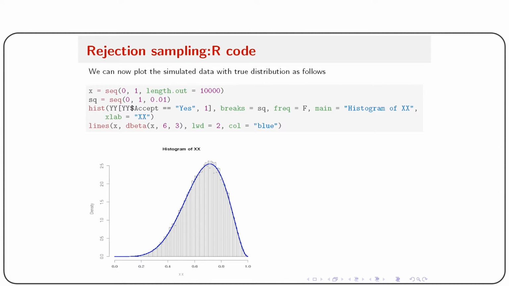And then finally I draw and superimpose a line of the beta distribution, the actual beta fit with the same parameters 6 and 3, over the histogram, showing a perfect fit over it.